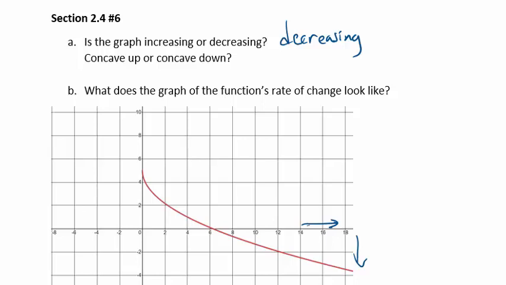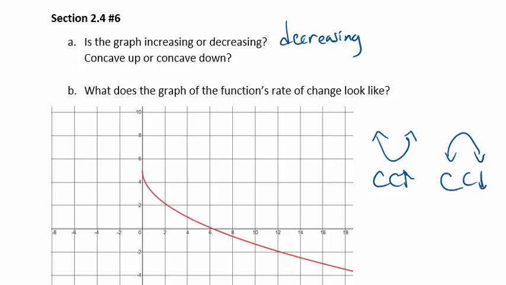Okay, and is it concave up or concave down? Okay, now we're going to look kind of at the shape of the graph. Does it look more like a U-shaped graph? And that would be considered concave up, or an upside down U, which would be concave down. Since this graph looks more like a U-shaped graph, we're going to say that this is concave up.